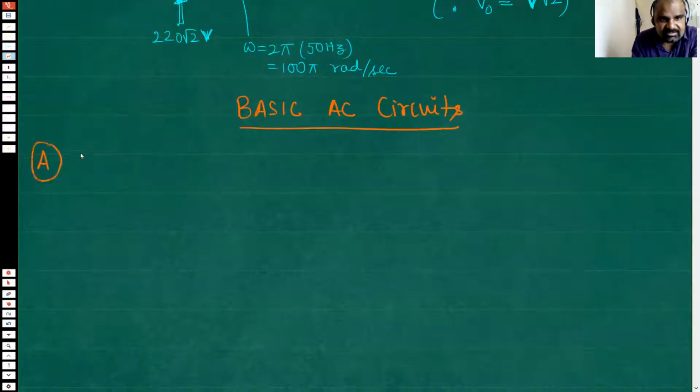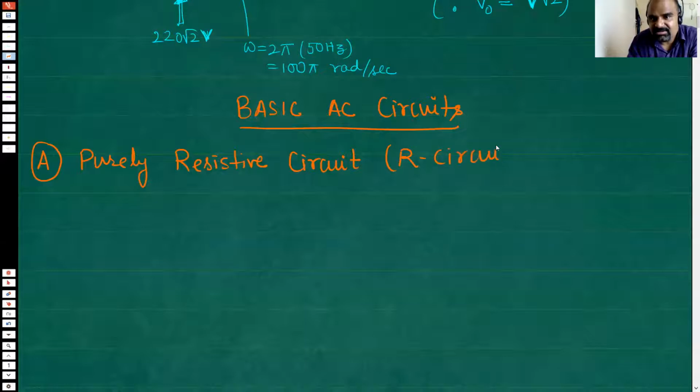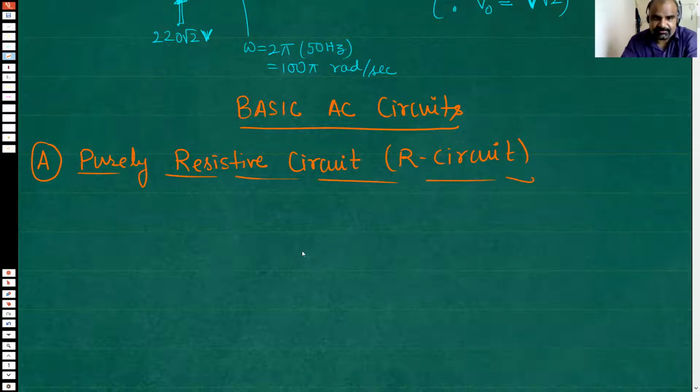So first we are studying purely resistive circuit. This is the simplest one, and I have already showed this to you many a times. This is called R circuit because purely resistive circuit, writing this is a big word. So in short, we call it R circuit.